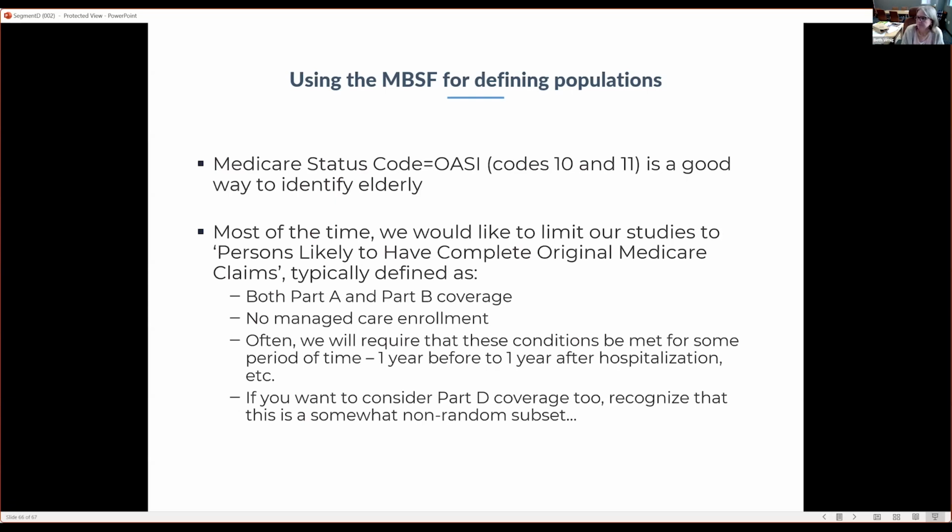so I can get comorbidities and I can get outcomes. If you want to get Part D coverage too, again, it's somewhat not random, but you can put this in. We want to know what medications they were on before. We want to know what new medications and so on.